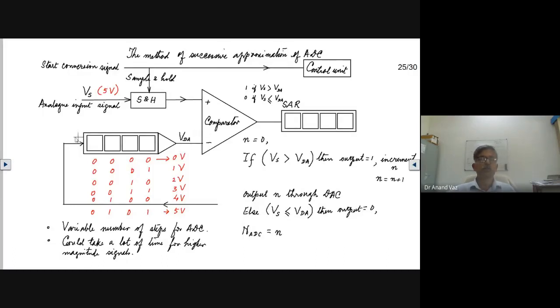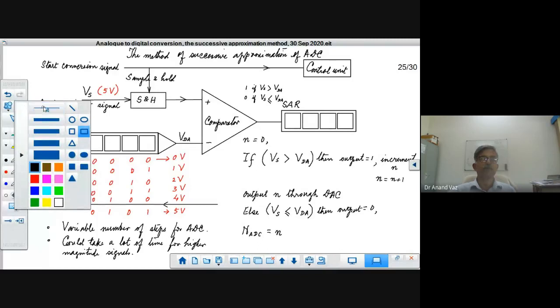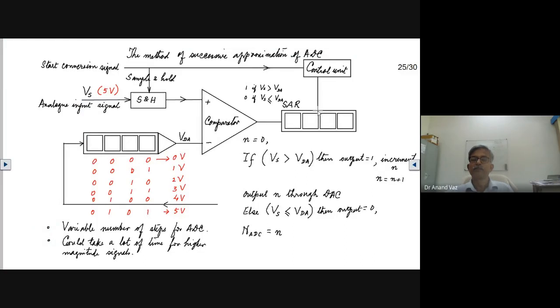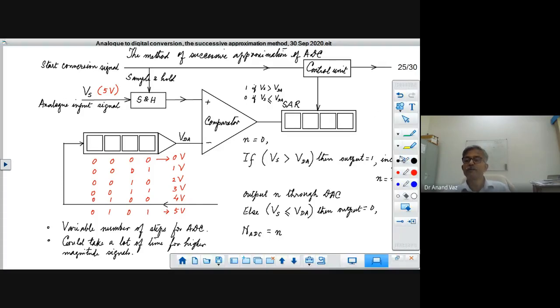And from this, the control unit is also going to pass on information to the successive approximation register. Once the process is over, we should get a signal from the control unit that the process is over. So we will also have an end of conversion signal indicating that the conversion has ended. It will do it in 4 steps because we have 4 bits.